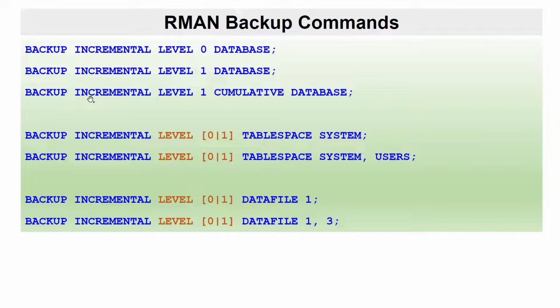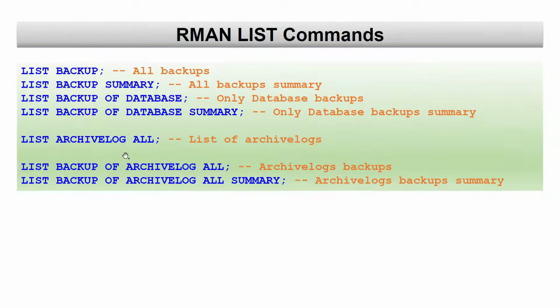If you want to take the cumulative backup, it is backup incremental level 1 cumulative database. Now we can take the level 0 backup at the tablespace level also. So we can say backup incremental level 0 tablespace system, or if you want to combine multiple tablespaces, you can do something like this as well. You can put a comma separated list. Similarly, you can take the incremental level 0 or level 1 backup at the data file level as well. So you can perform the backups in this particular method.